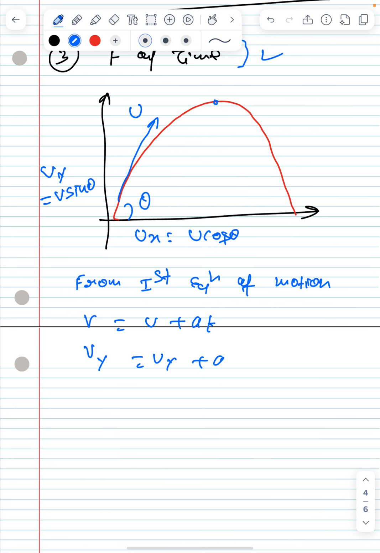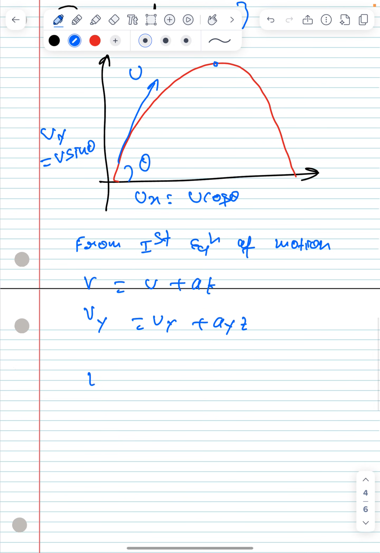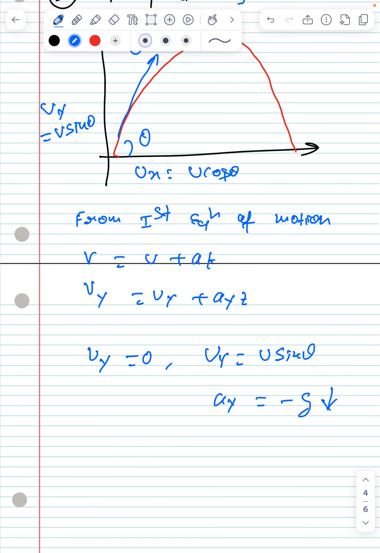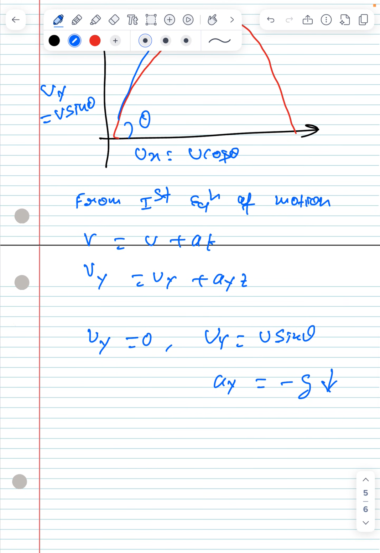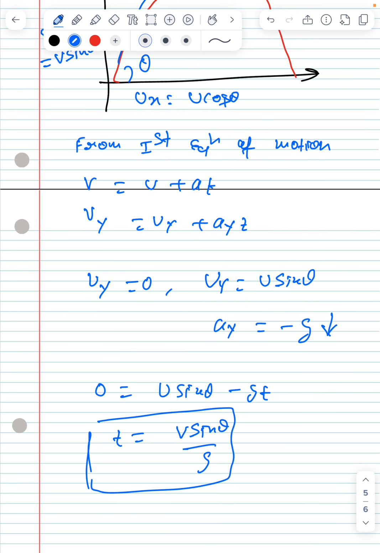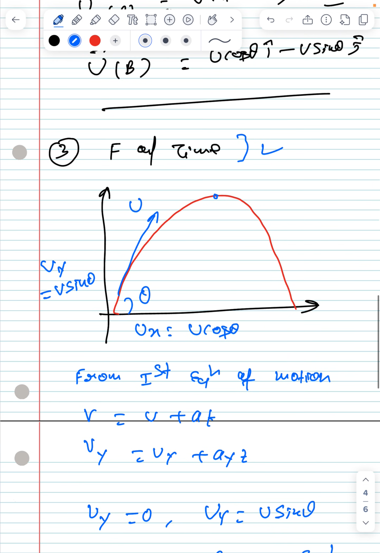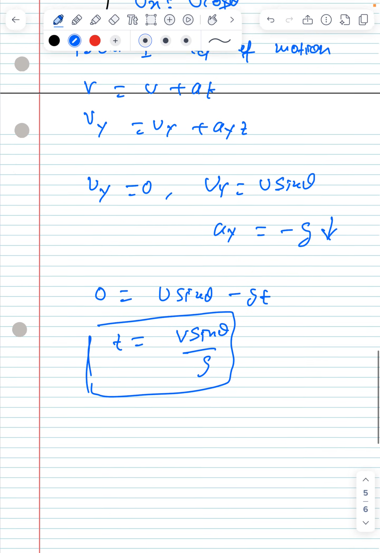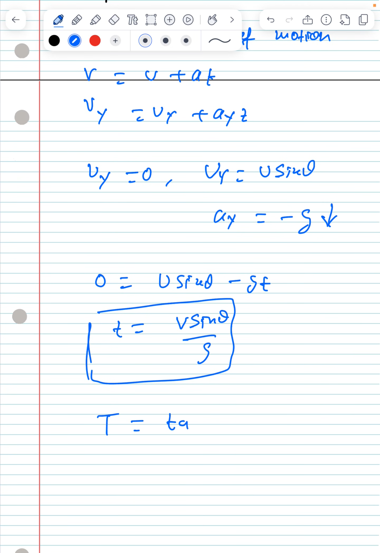Initially, we want to calculate the total time of flight of the ball, right, using the first equation of motion. The first equation is v equal to u plus at. Convert it along the y direction: v y equal to u y plus a y t, and the value of v y equal to 0, u y equal to u sin theta, a y equal to negative g, meaning acceleration due to gravity, which always acts vertically downward.